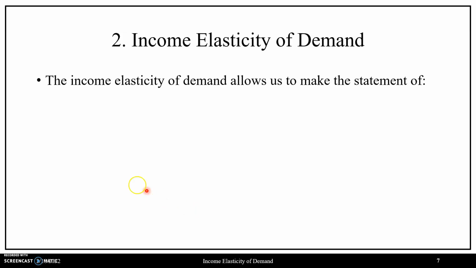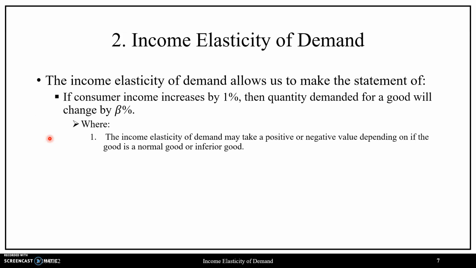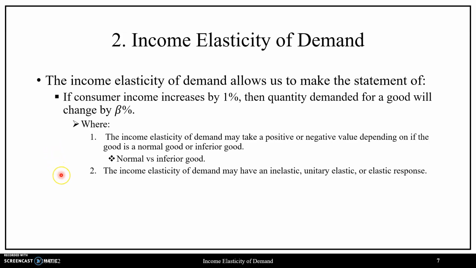Now, with the income elasticity of demand, this will allow us to make the statement in the form of: if consumer income increases by 1%, then quantity demanded for a good will change by beta percent, where as we saw with the cross-price elasticity of demand, the income elasticity of demand can also take a positive or negative value, and this will be contingent on if the good is a normal good or an inferior good. Additionally, the income elasticity of demand may take on an inelastic, unitary elastic, or elastic response type, which will determine the strength of the relationship of the normal or inferior good.